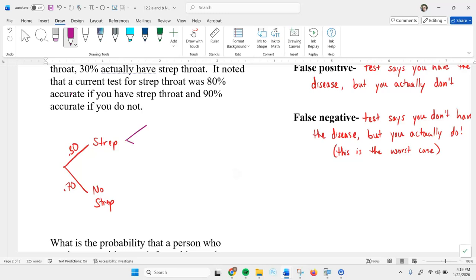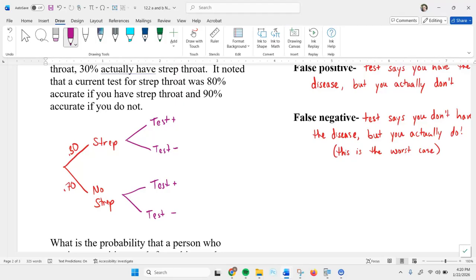Now we have what's going to happen, because you're going into the doctor, they're going to test to see if you have strep. So some people are going to test positive. Some people are going to test negative. Some people that don't have strep are going to test positive, so that's a false positive, and some are going to say that they don't have strep, so test negative.